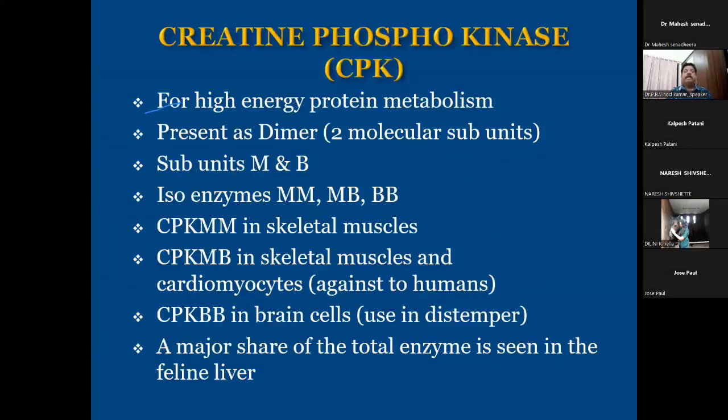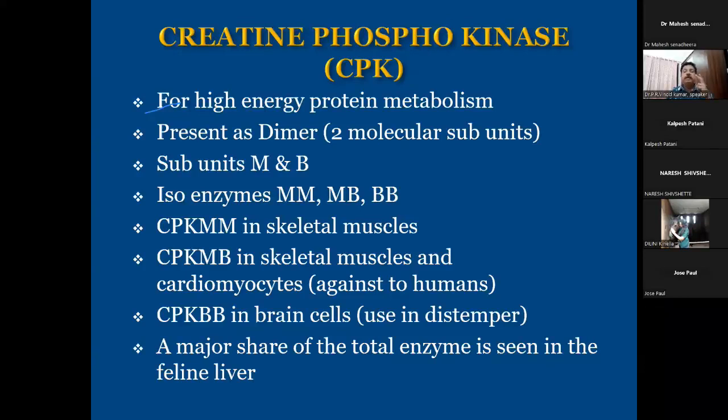Then the CPK, creatine phosphokinase. This is another enzyme, phosphocreatine phosphokinase, by which the muscle creatine is being converted to creatinine, and the phosphorus substrate is given or moved. That is the enzyme phosphokinase. This enzyme supplies a phosphate group for high energy protein metabolism.